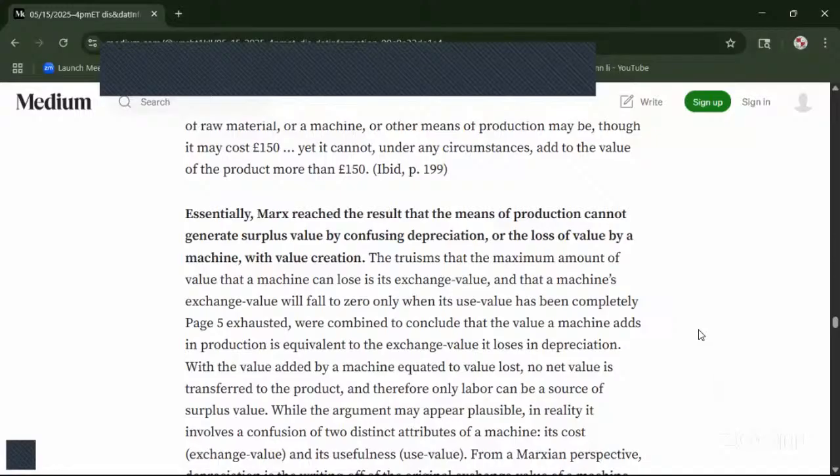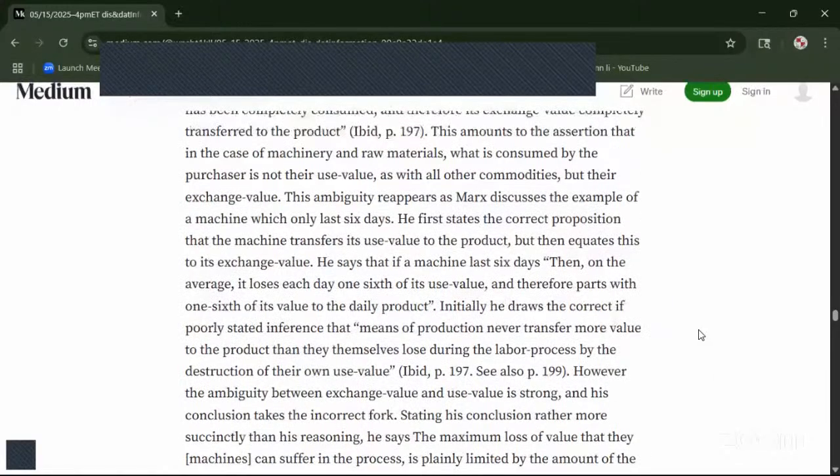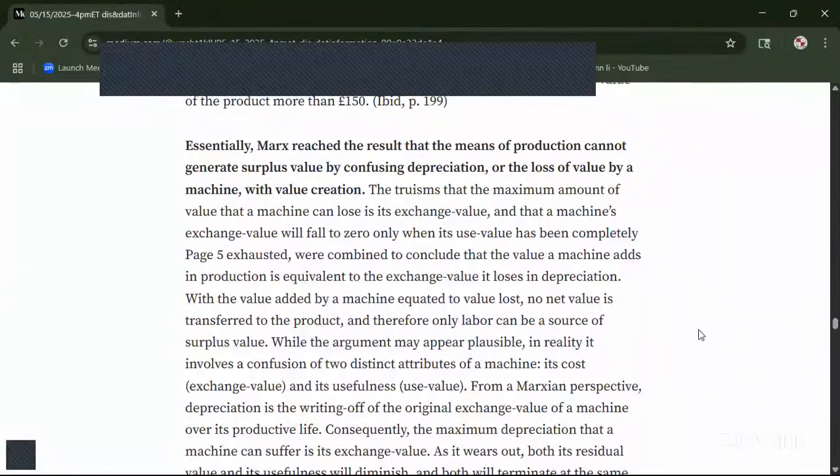This is an important point, that a machine's exchange value will fall to zero only when its use value is completely exhausted. This is combined with the truism that the maximum amount of value that a machine can lose is its exchange value. So it's combined to conclude that the value a machine adds in production is equivalent to the exchange value it loses in depreciation. Now, with the value added by a machine equated to value lost, no net value is transferred to the product. It sort of zeroes out, right? And therefore, only labor can be a source of surplus value.